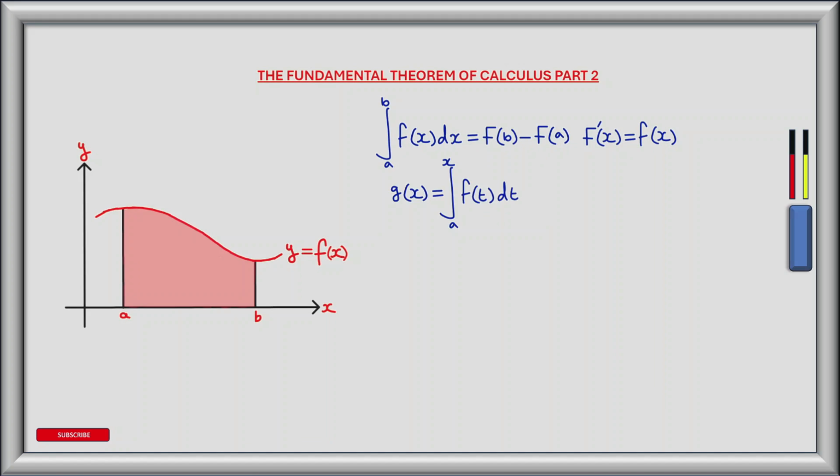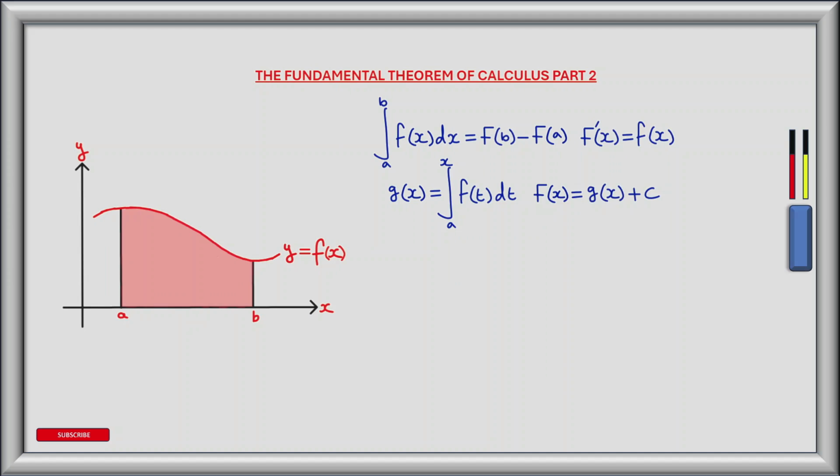of Calculus. To prove this, let's define function g of x to be the integral from a to x of function f of t dt. Function g of x is therefore an antiderivative of the integral of f of t dt between these limits. We also know that many antiderivatives exist for a function. So let's say we have another function, capital F of x, which equals g of x plus c.